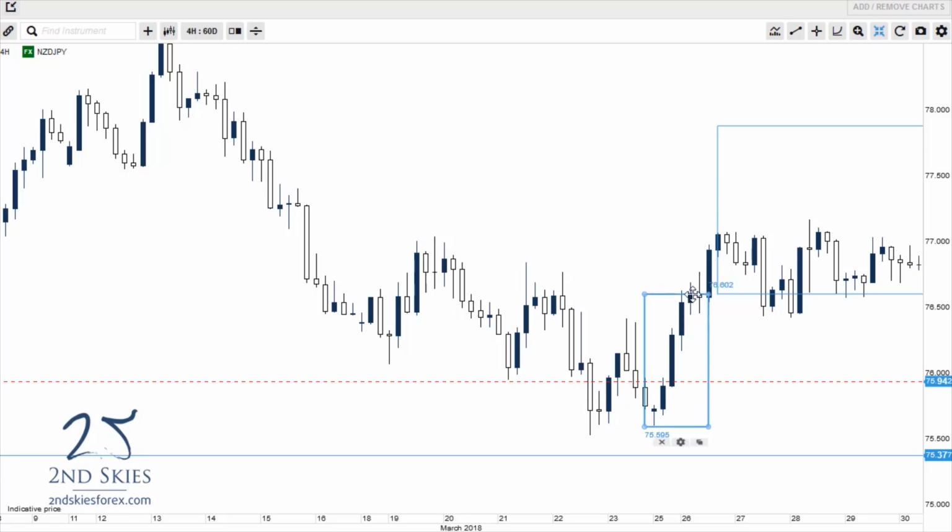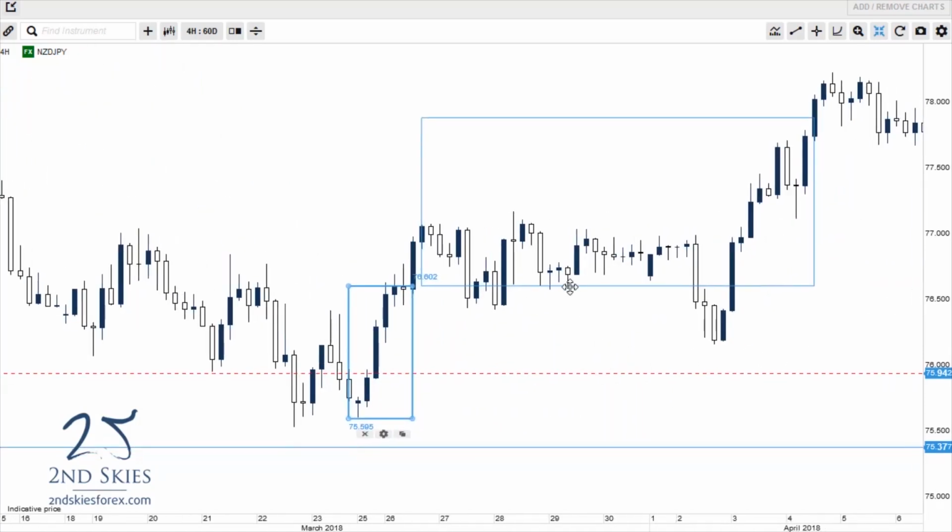Here's the bottom of it. Here's the close of the 5th candle. So 76.60 to 75.59. It's 100 pips. So again, we're looking for about a 125 pip target. And that would be right about this one here. And we hit it on this leg up.